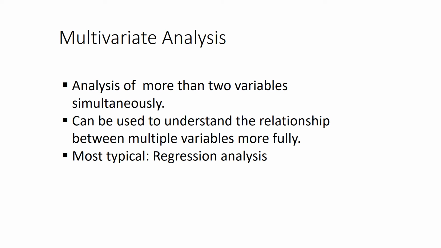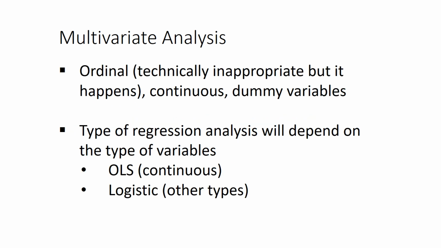Multivariate analysis of more than two variables simultaneously can be used to understand the relationship between multiple variables more fully, and most typically uses regression analysis. Ordinal variables are technically inappropriate, but it happens. Continuous and dummy variables. The type of regression analysis will depend on the type of variables: continuous or logistic.